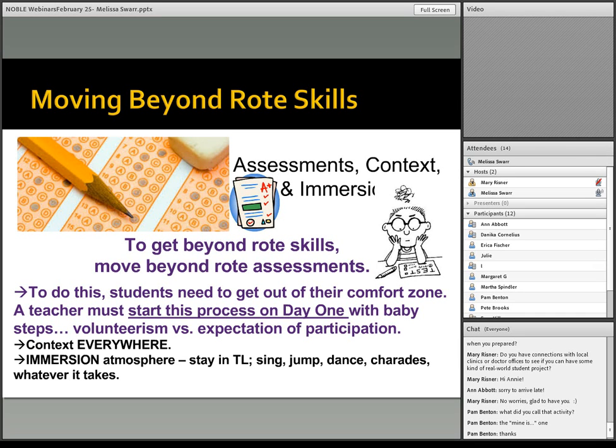But you start the process on day one. Baby steps with the volunteerism.